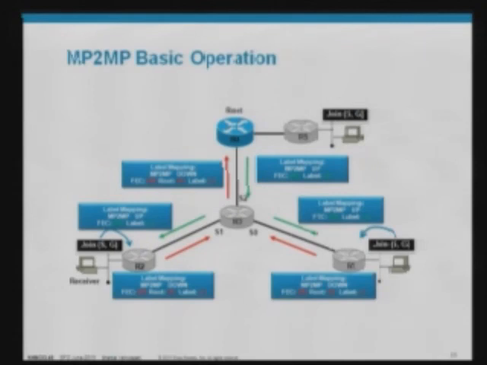So anybody knows how PIM bidir works? Then this multi-point to multi-point is exactly the same concept. In this particular topology, you pick a root, is that right? And then I'm just trying to illustrate the example of the downstream and upstream label allocation for multi-point to multi-point, okay?